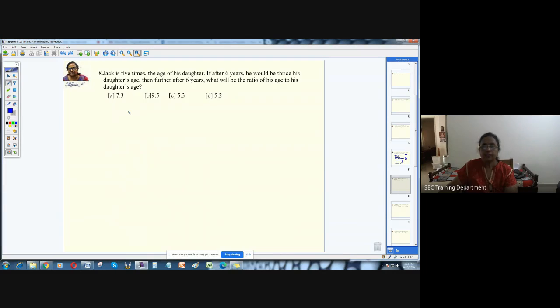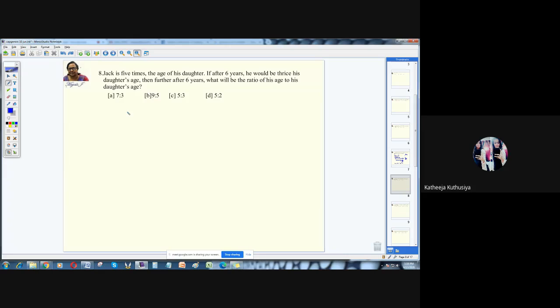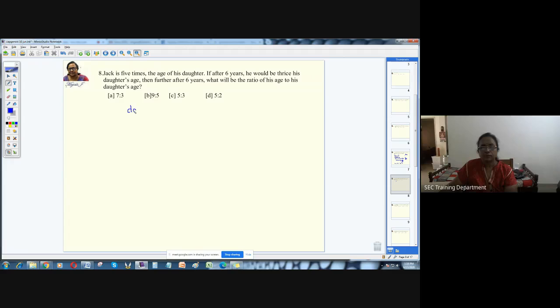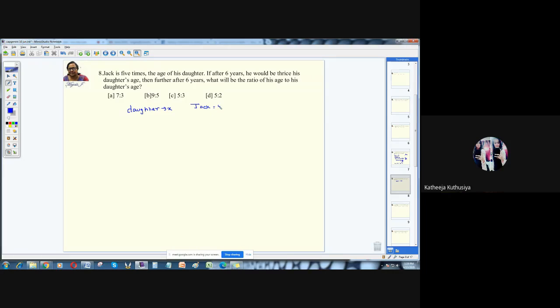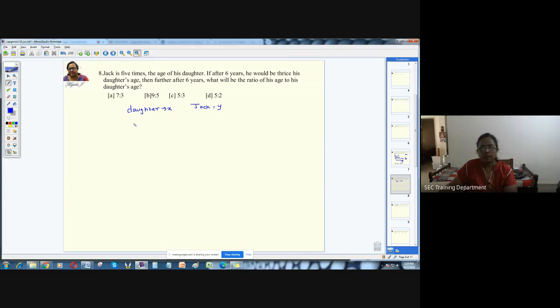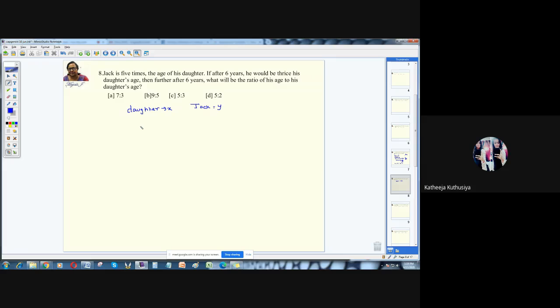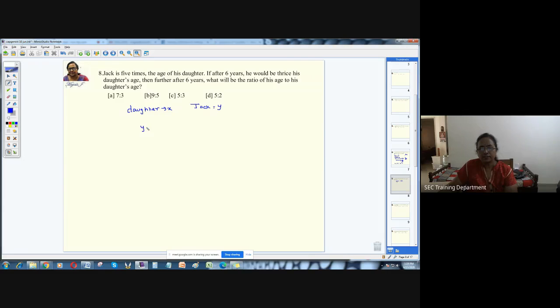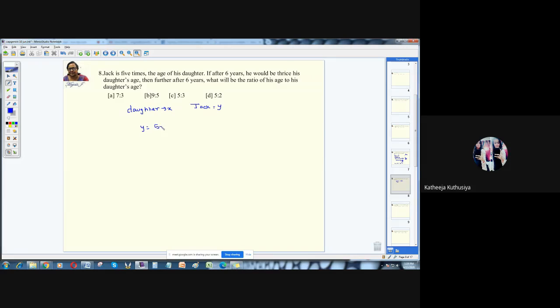Jack is 5 times the age of his daughter. So what will he write for this? Daughter's age is x and Jack's age is 5x. Okay, we'll consider daughter's age as x and Jack's age as y, so y is equal to 5x, and that will relate them.